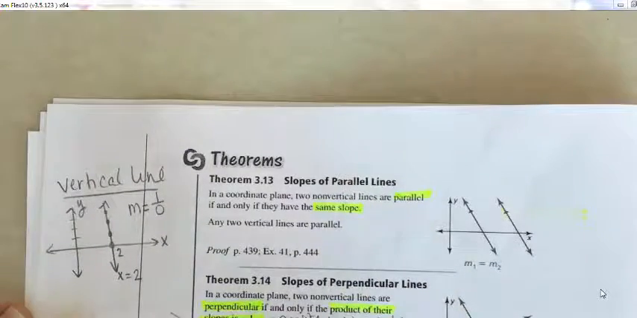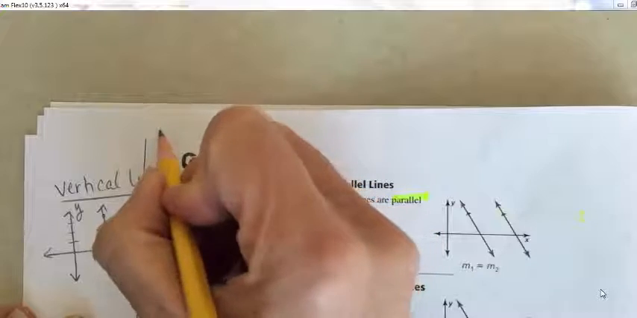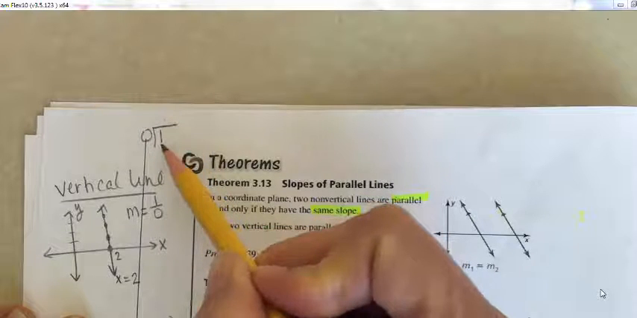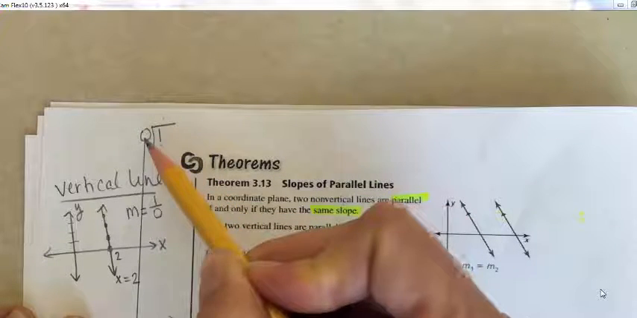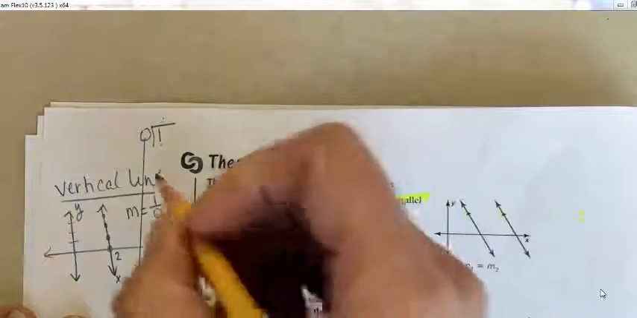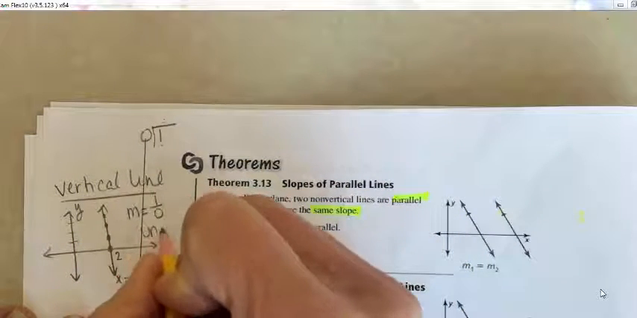1 over 0 is not 0. Let me just come up here and prove that to you. If I take 1 and I divide it by 0, 0 times what will give me 1? There's nothing in the world that I can multiply 0 by that when I multiply those, I'm going to end up with 1. There's nothing. So we actually call this undefined.